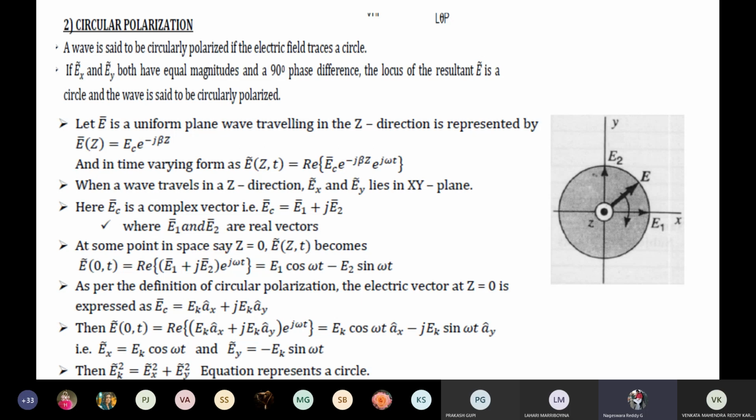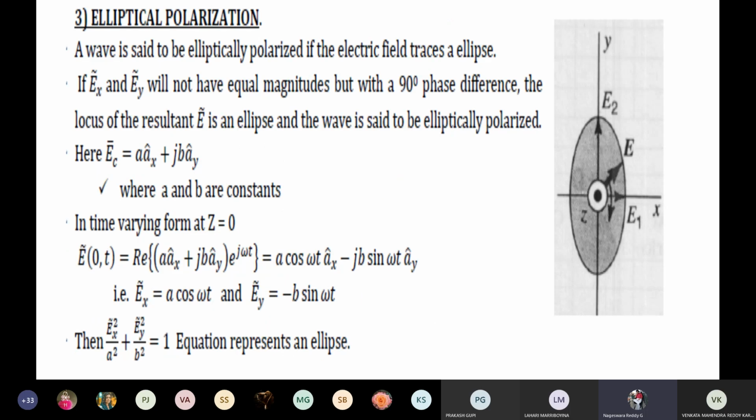Next one is elliptical polarization. So a wave is said to be elliptically polarized if the electric field traces an ellipse. If Ex and Ey do not have equal magnitude but with a 90 degrees phase difference, the locus of the resultant E is an ellipse and the wave is said to be elliptically polarized. Ec is equal to A into a cap x plus j into B into a cap y, where A and B are constants. In time varying form at z is equal to 0.